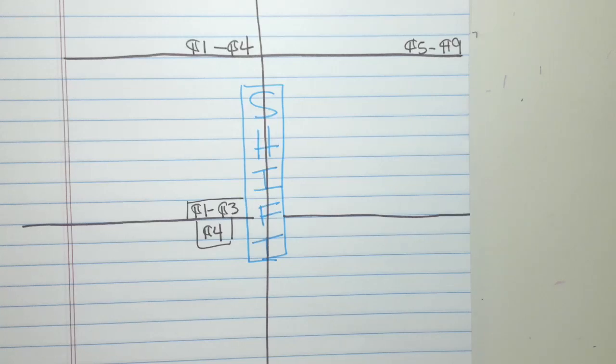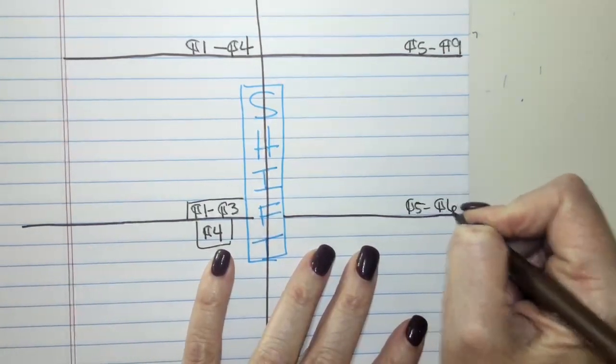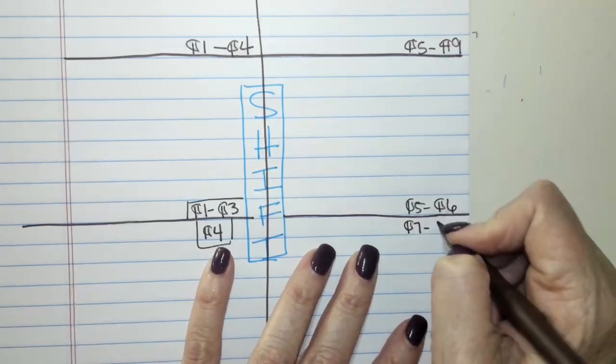All right. How do we divide up 5 through 9? 5 and 6 together. Okay. And then 7 through, it's really 8, but 9's like a throwaway, right?